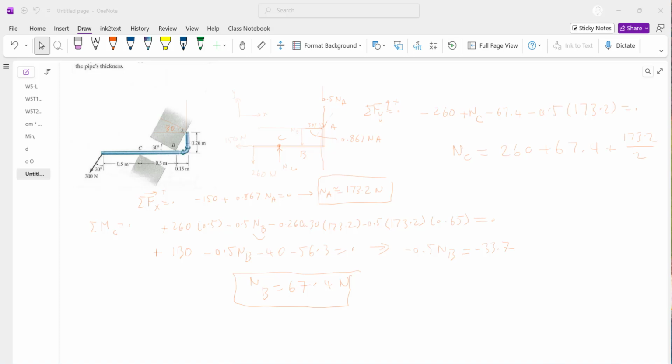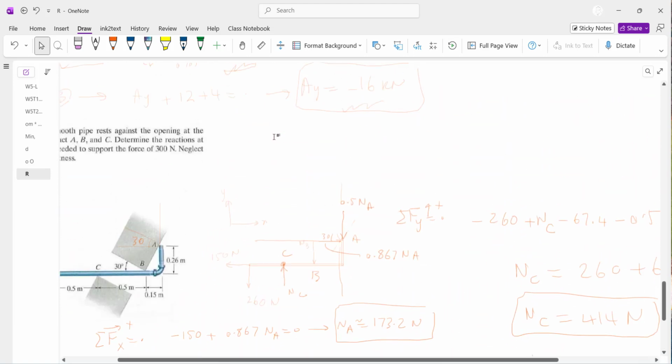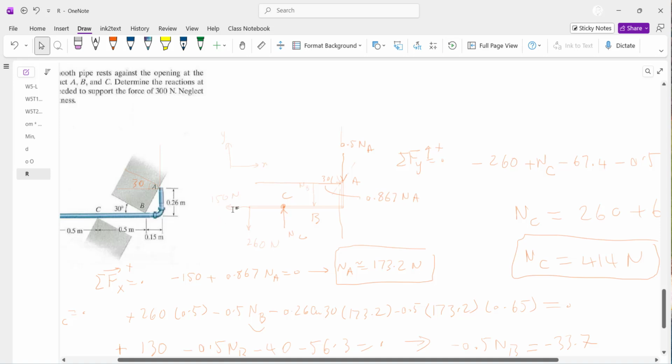Okay, NC is 414. Okay, and that is, you start from this problem with three contact points, identifying the reactions, directions, making the free body diagram, resolving the forces along the selected x and y coordinate, and then starting to apply the three conditions we have.